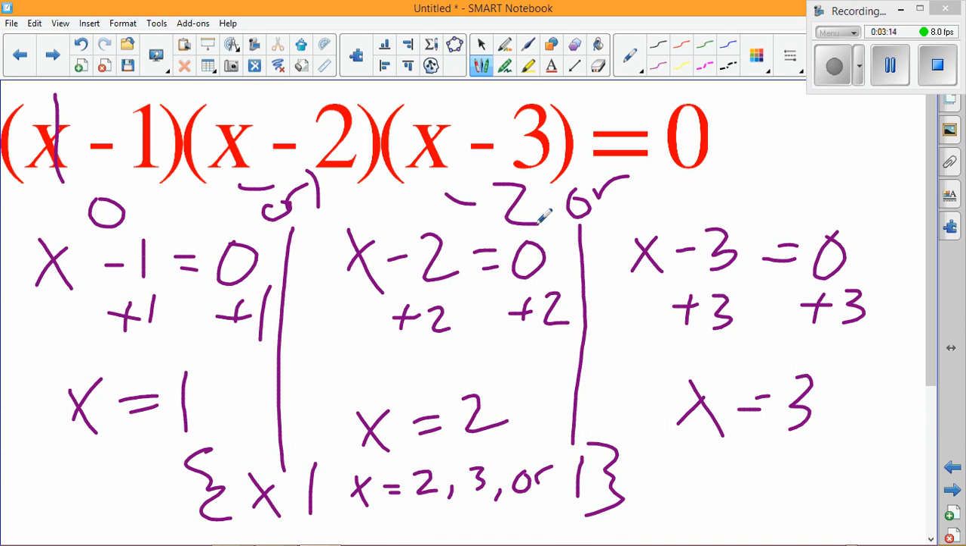Same story if I picked a 2. 2 minus 1 is 1. 2 minus 2 is 0. 2 minus 3 is negative 1. Anything times 0 is going to end up being 0, so you're good. And with 3, this factor will end up being 0, and 0 times whatever other two numbers will give us 0.